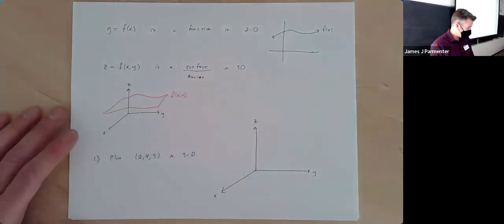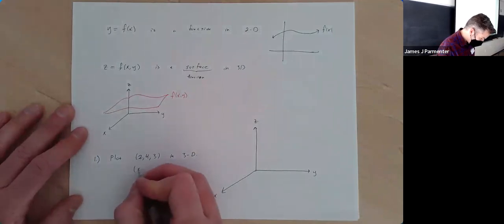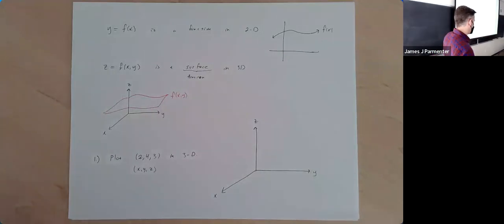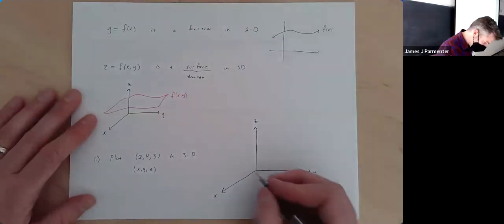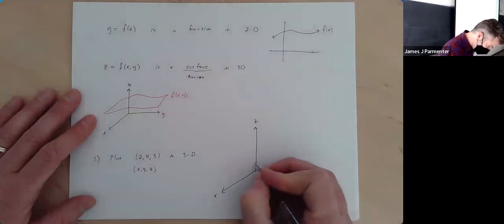And then here's what I'm going to do. I know I want to go 2 in the x direction, right? Because this is an x, y, z point, just like we typically write our ordered pairs or ordered 3-tuples in alphabetical order. So I'm going to mark things off here.